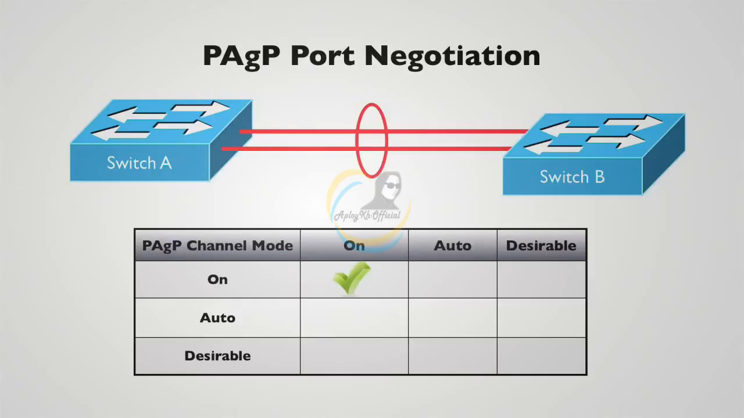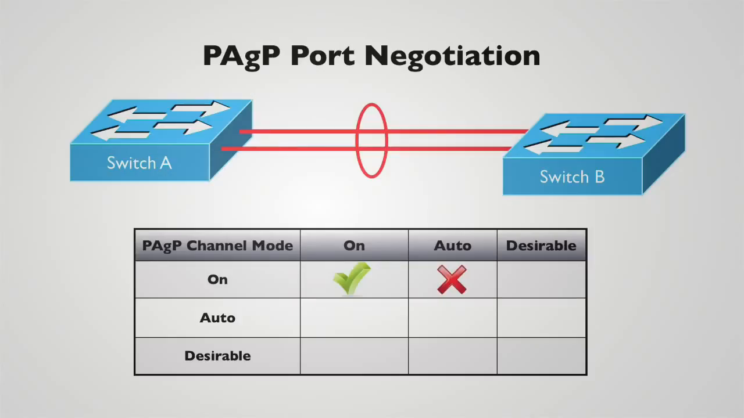What if one side is set to on and the other side is set to auto? Well, auto is not going to be sending PAgP frames. It's willing to respond to PAgP frames. If it receives one, if it sees that the other side is suggesting that a channel be formed, a port set to auto will form a channel. However, we said that on was not sending PAgP frames. And as a result, if one side is on and the other side is auto, we will not be forming a channel.